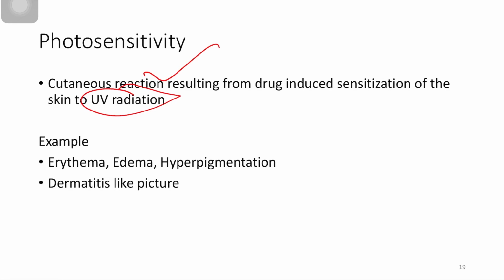photosensitivity. There are many examples, and these are erythema, edema, hyperpigmentations. Any range of skin reactions can happen, from redness to blackening of the skin, edema of the skin. Dermatitis-like picture can happen because of many drugs.